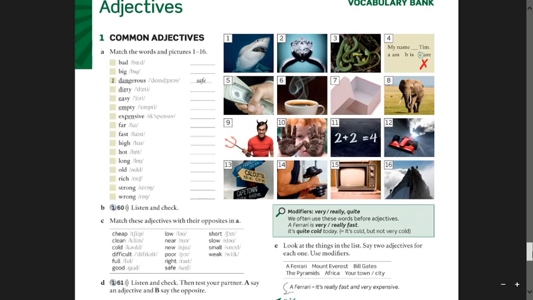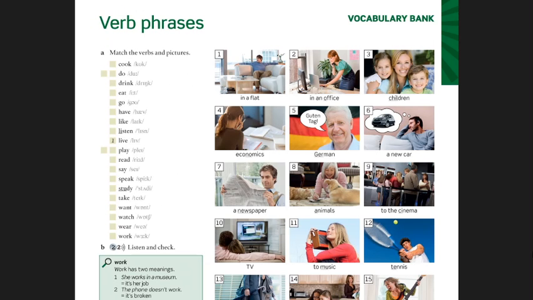So, verb phrases. Well, in the list you have verbs, and in the pictures you have words or phrases that complete verb phrases with the verbs in the list. For example, number 1, live in a flat. Okay, so you have to do the same with the rest of the verbs in the list and the pictures on the right, okay? For example, the verb do and the verb play have to be used twice, okay? Well, then you have to listen and check.